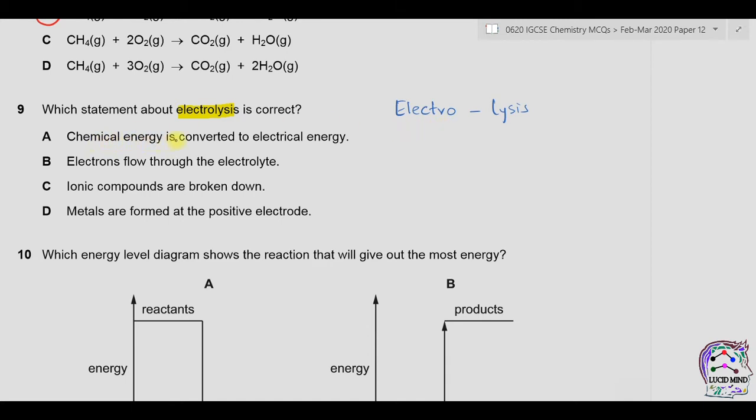A says chemical energy is converted into electrical energy. This is not true for electrolysis. B says electrons flow through the electrolyte. Now this is wrong because through the electrolyte electrons cannot flow. It is actually the ions that flow through the electrolyte. C. Ionic compounds are broken down. This is the correct statement. D. Metals are formed at the positive electrode. Now metals lose electrons, and when they lose electrons they form cations. And cations move towards the negative electrode, which is called the cathode. So this is wrong. So the correct option is C.